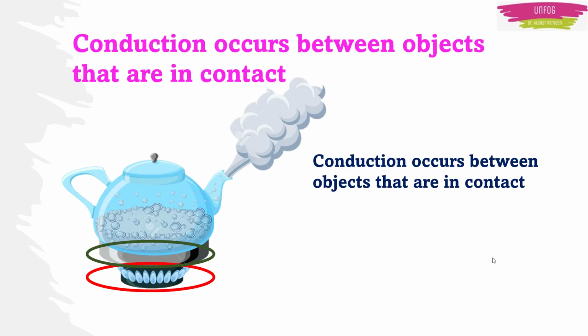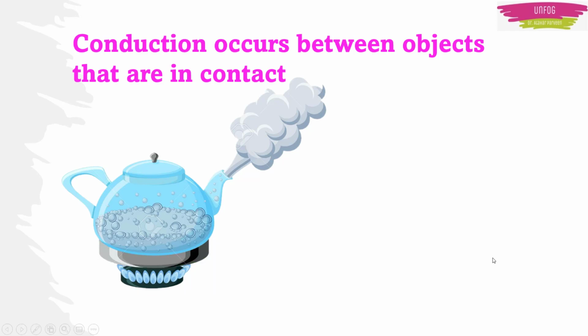Conduction occurs between objects that are in contact. For example, a tea kettle on a burner receives heat by conduction since the heating coil of the burner is in contact with the bottom of the kettle.